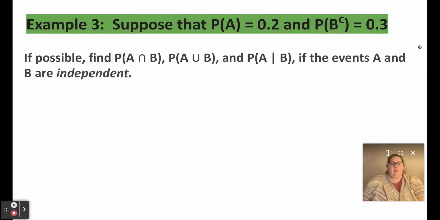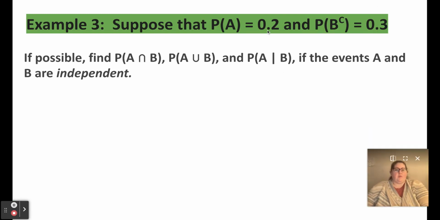So in this example, we are given that the probability of A is 0.2 and the probability of not B is 0.3, which then tells us that the probability of B would be 1 minus 0.3, so 0.7. So probability of A is 0.2, probability of B is 0.7. So this says, if possible, find probability of A and B, probability of A or B, and probability of A given B if the events A and B are independent.